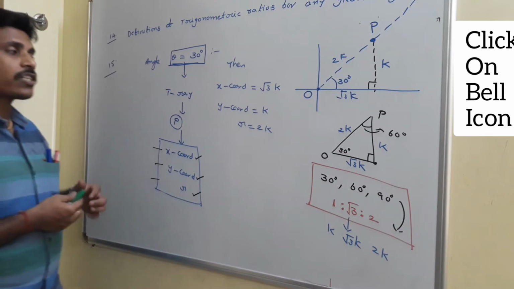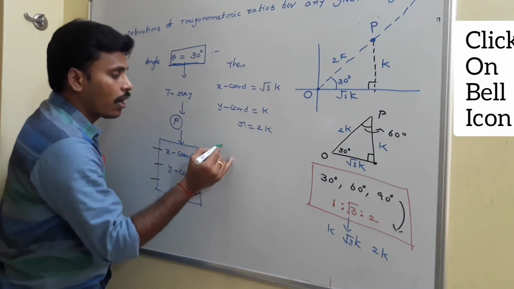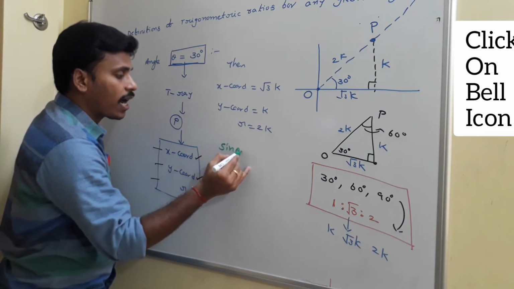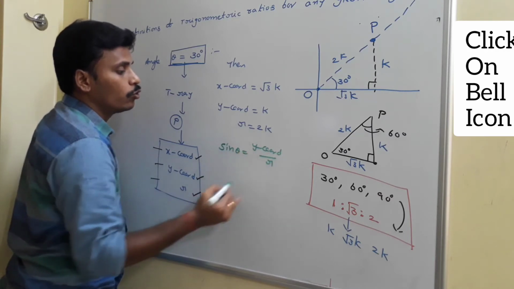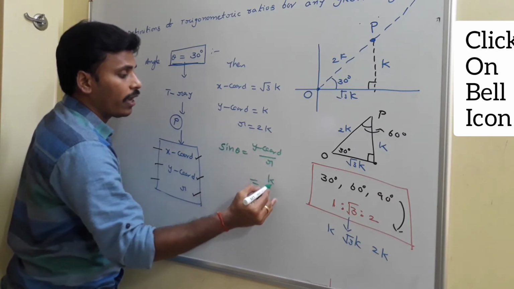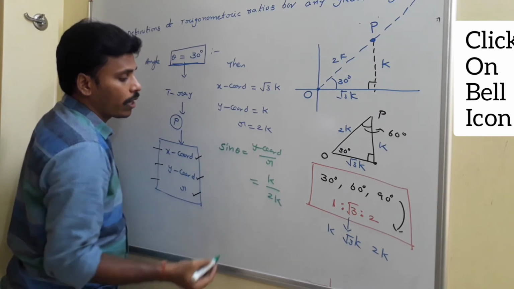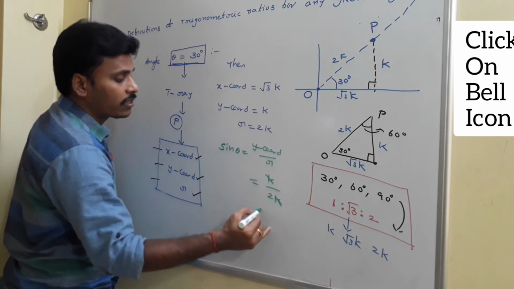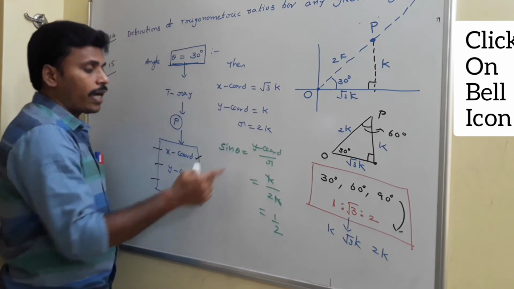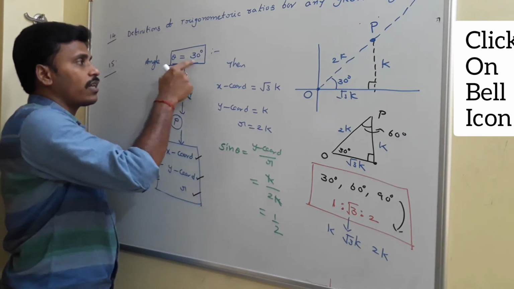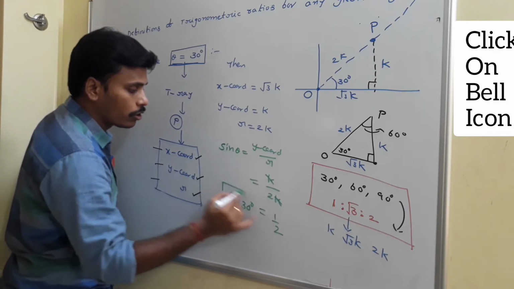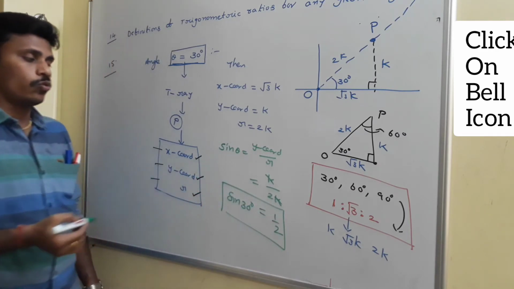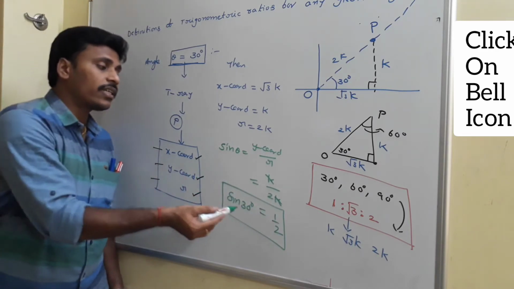After having this x coordinate, y coordinate and r, my sin theta is equal to the y coordinate by r. And what is my y coordinate? k. And what is r? 2k. 2 and k get cancelled, you are left with 1 by 2. And sin theta, where is theta here? 30 degrees. So sin 30 degrees is equal to 1 by 2. Have a look once again. Sin 30 degrees is 1 by 2.